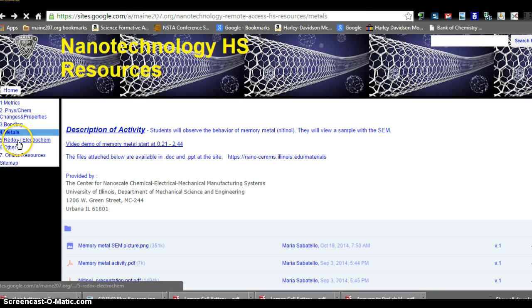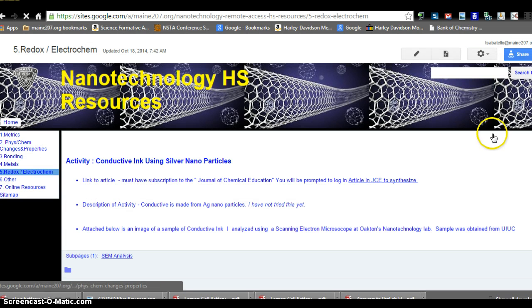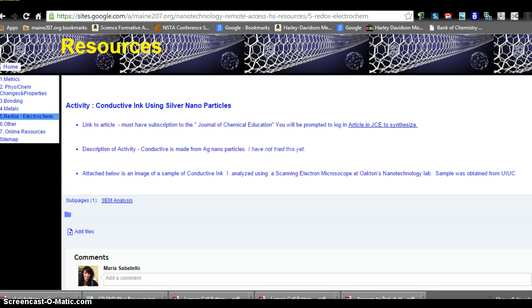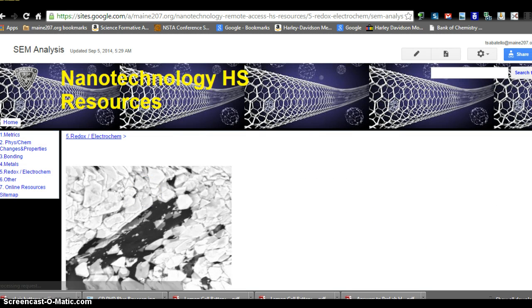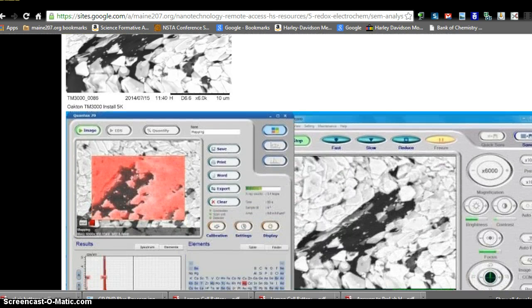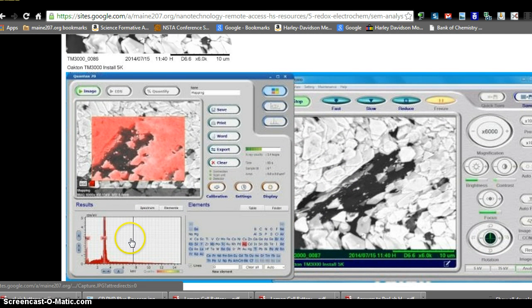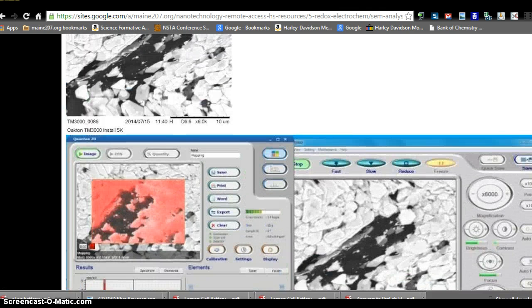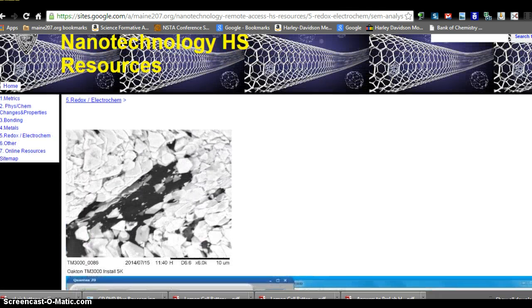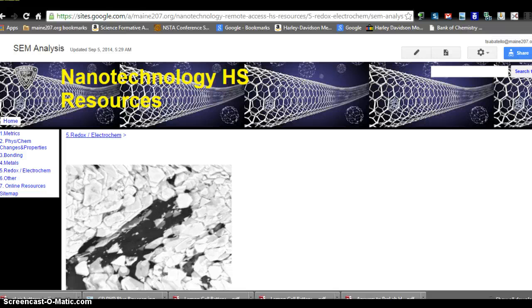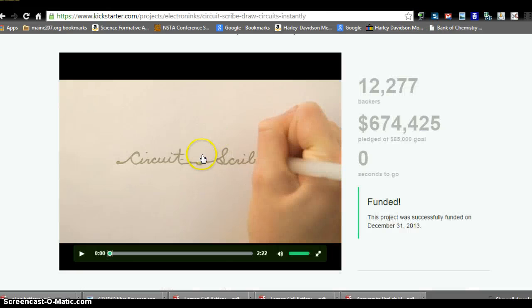In addition, last summer, I also scanned an image of the conductive ink containing silver nanoparticles. And there is the image and the content of silver in the conductive ink. The conductive ink was developed by a student at the University of Illinois at Urbana-Champaign, and they're marketing it into a product available for educators. Here's a brief clip from their website.